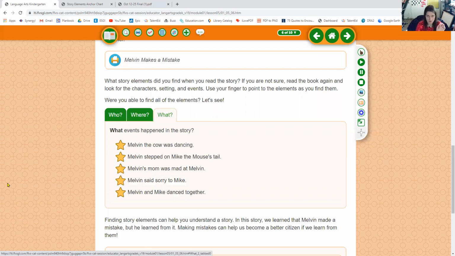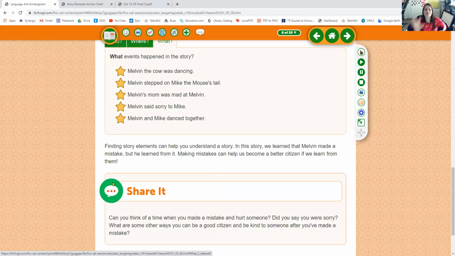And then what happened in this story? Well, there's a lot of things that happen in the story. They're dancing. And then the cow stepped on Mike the mouse's tail. And then Melvin's mom got mad at Melvin because he was careless. So Melvin said he was sorry to Mike, and then they danced together. When we can pull out all these story elements, it helps us understand the story better, which is a little deal in kindergarten. But when you get to be bigger and you read these big, fat books that have so many words and no pictures, being able to know these things really help you to understand and enjoy these books more. So this is really helping just to make your life so much better when you get bigger.